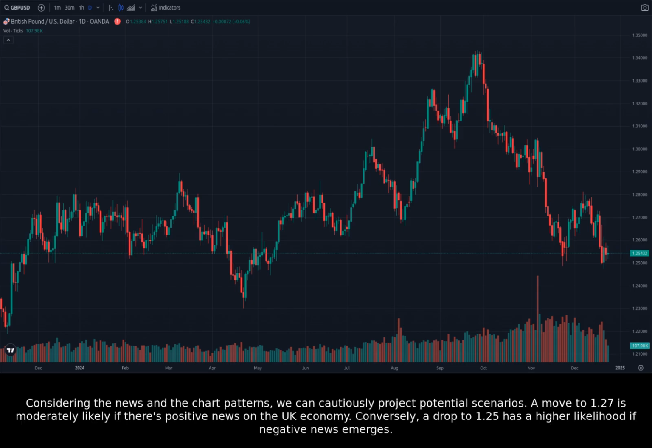Considering the news and the chart patterns, we can cautiously project potential scenarios. A move to 1.27 is moderately likely if there's positive news on the UK economy. Conversely, a drop to 1.25 has a higher likelihood if negative news emerges.